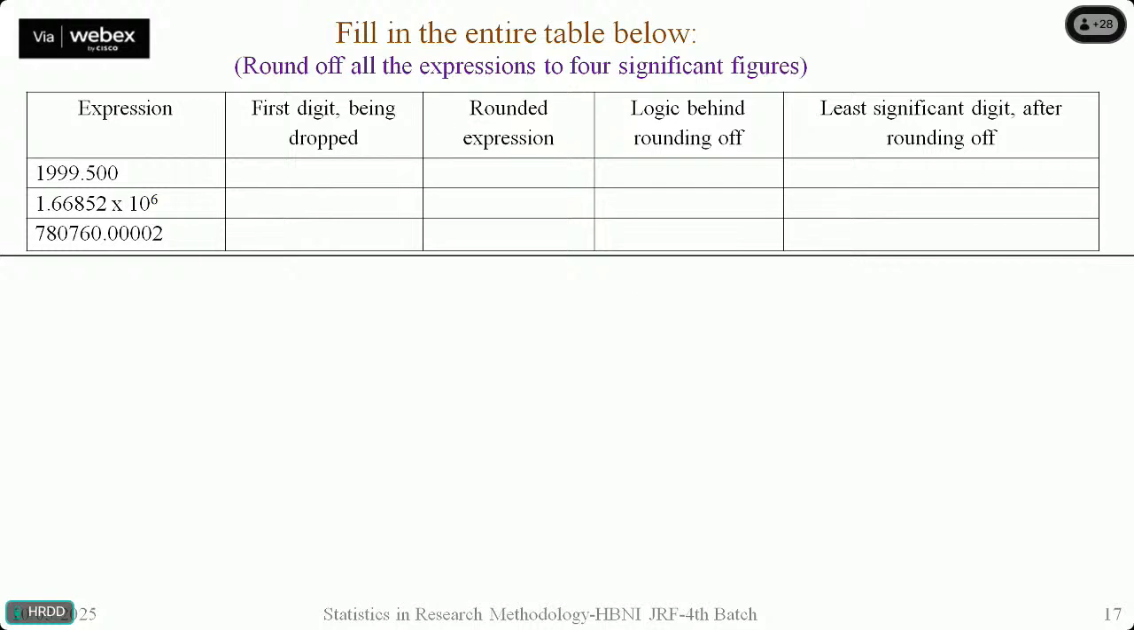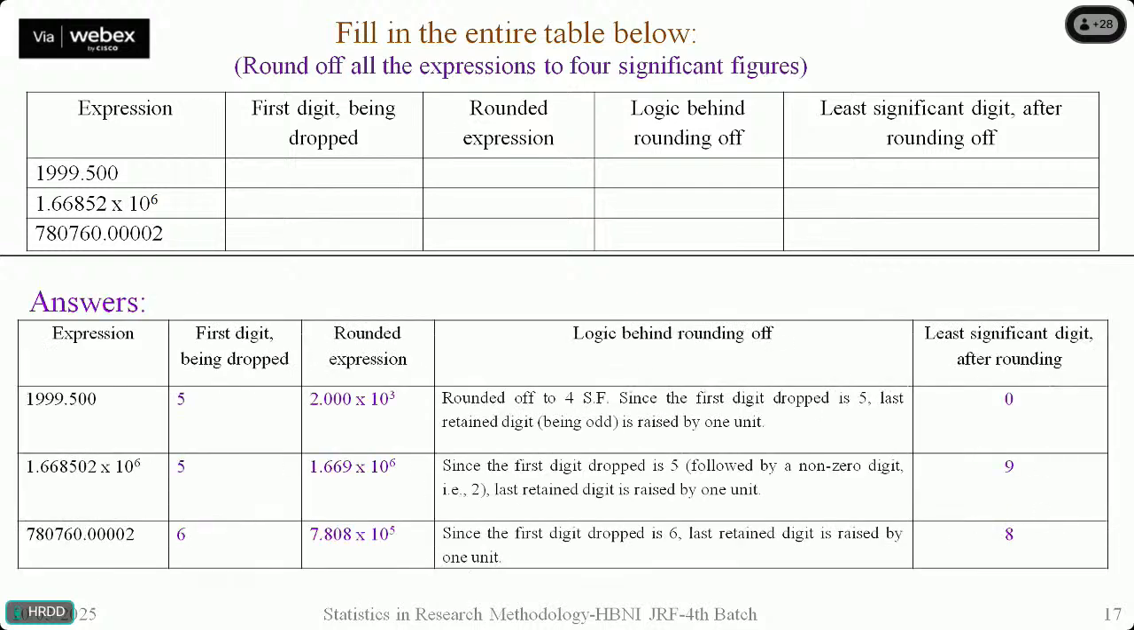This type of table will be asked to fill completely. You need not give an elaborate explanation. Apply the logic with the minimum terms required. Okay. The first digit being dropped: when I say first digit being dropped, there will be a single digit, not more than 1 digit.